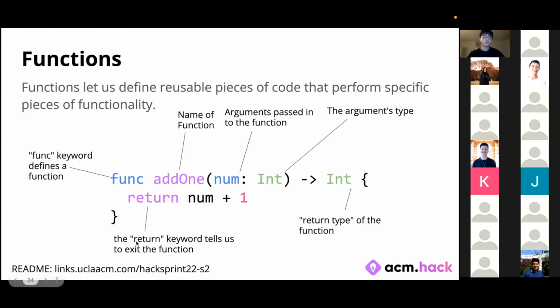And we can also return something. Here, the return keyword tells us to exit the function, but also output and spit out whatever expression is to the right of it. In this case, this function takes in a number, and this number has to be an integer. All it does is add 1 to that number, and then it spits it right back out. Okay, so that's the add1 function that we have here.